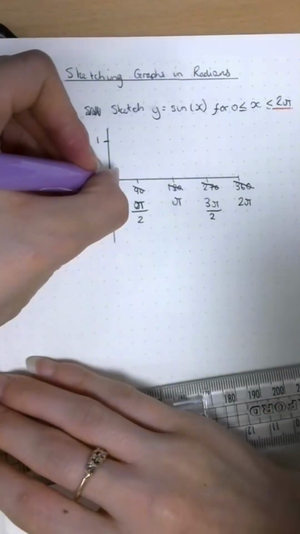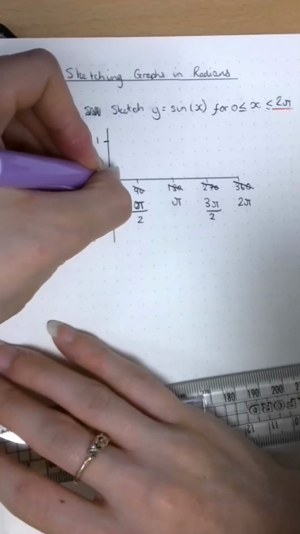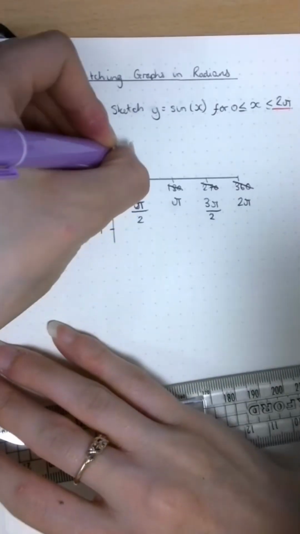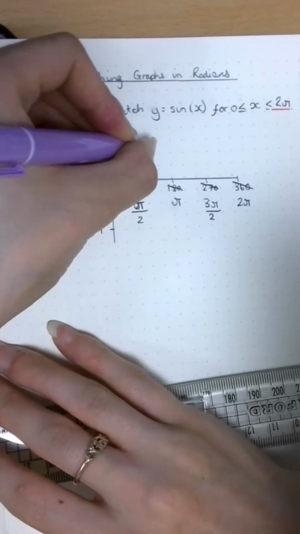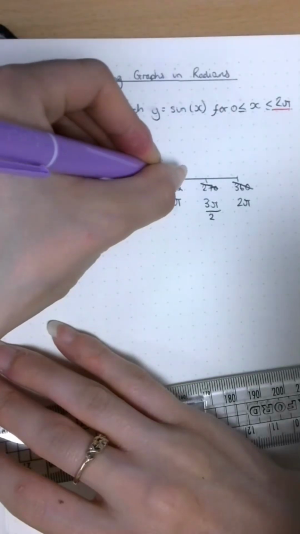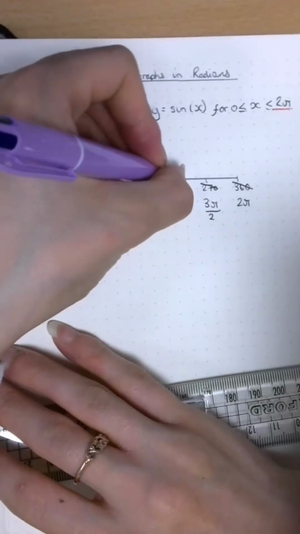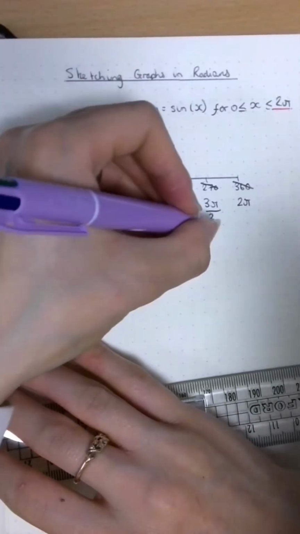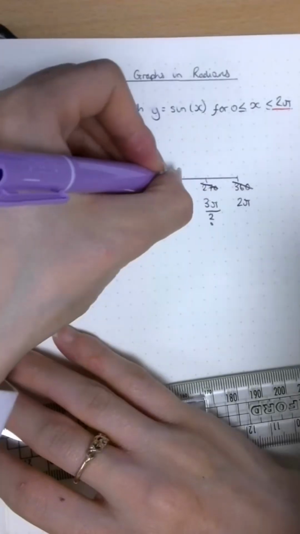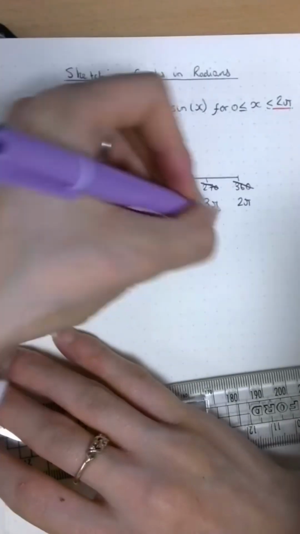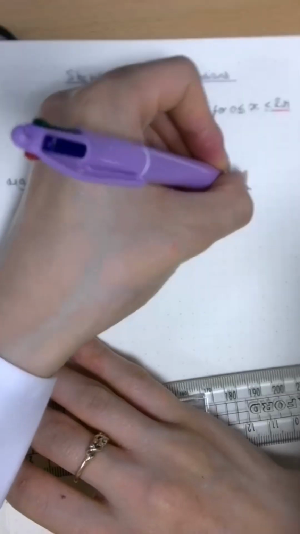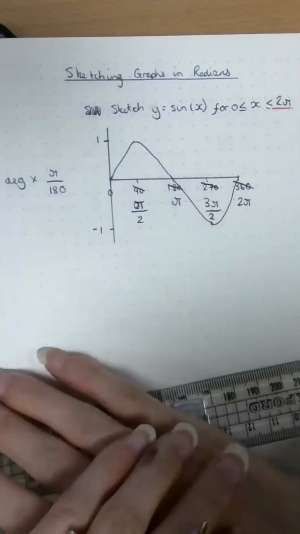So we know that it starts with 0, at pi over 2 it's got a maximum of 1, then it's going to go through the axis here at pi, then go down to -1 at 3 pi over 2. I'm just going to mark it there so I can draw it in the right place, and then back up to the axis at 2 pi, and there we go, we sketched it.